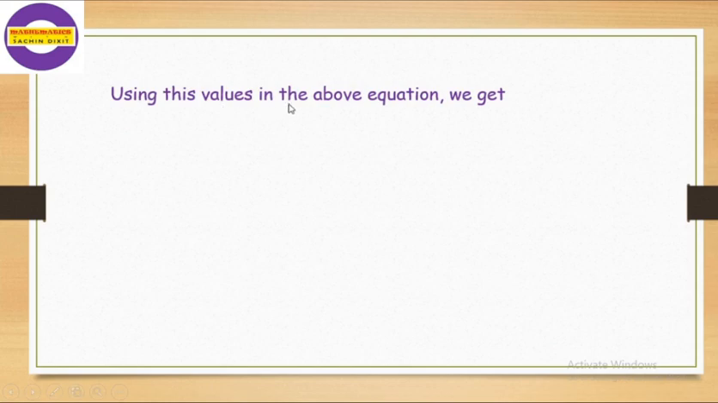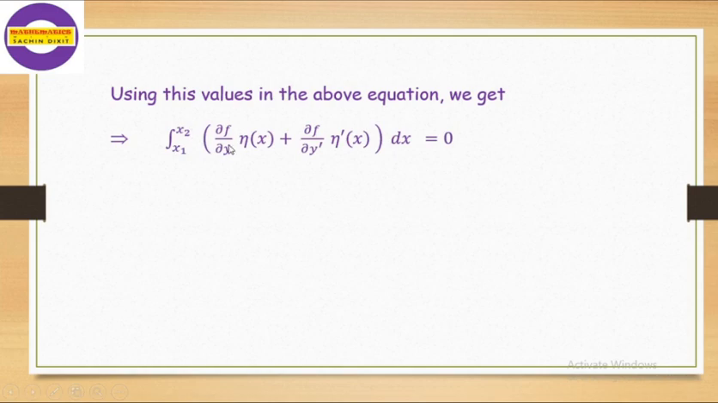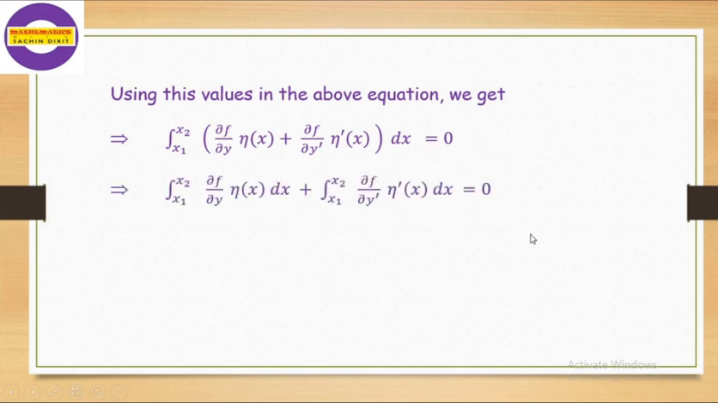Using these values in the above equation, we get integral from x1 to x2 of [∂f/∂y eta(x) plus ∂f/∂y' eta'(x)] dx is equal to 0. Now separate out the integrals. We get integral from x1 to x2 of ∂f/∂y eta(x) dx plus integral from x1 to x2 of ∂f/∂y' eta'(x) dx is equal to 0.